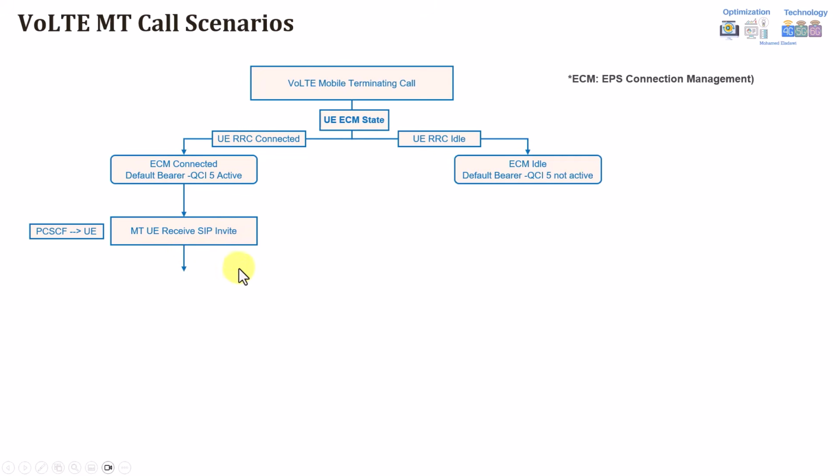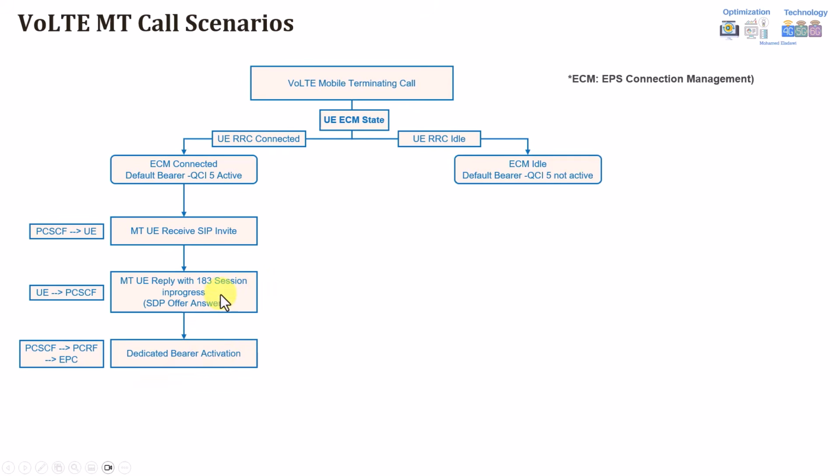Once he receives it, he can directly reply with the 183 session progress, which, as we explained before, includes the SDP offer and answer. This SDP offer tells the mobile originating side these are my supported codecs, to start the negotiation about the codecs to be agreed between both users. Once the network receives the 183 session progress, it starts the procedure to establish a dedicated bearer for the mobile terminating call. This is straightforward because the user is in connected mode and already has QCI 5, so he can directly receive the SIP INVITE.